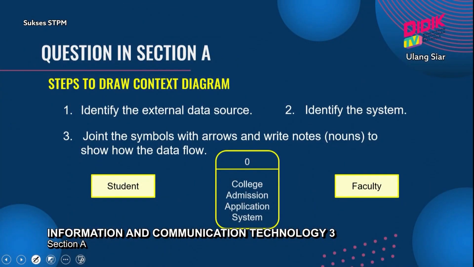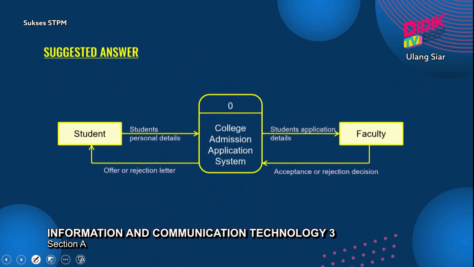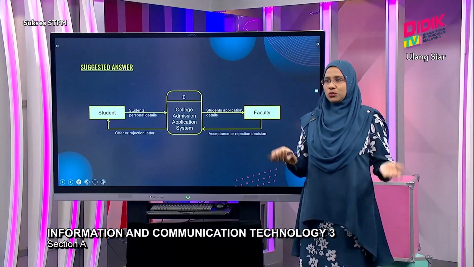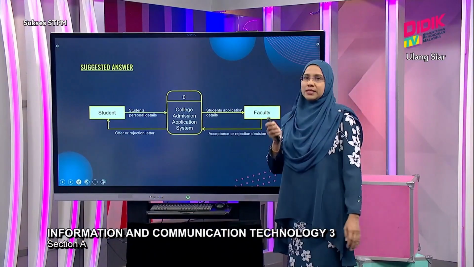So make sure your notes are in nouns. Don't write in verbs. Must be in nouns to show how data flows. So this is the suggested answer. Actually I transformed what was given in sentences to this drawing, the context diagram. Student sends personal detail to the system, then the system will process, and then the system sends the application detail to the faculty. The faculty will do the selection and then send back to the system, and then the system will produce a letter and send it to the student. This is how we draw a context diagram.